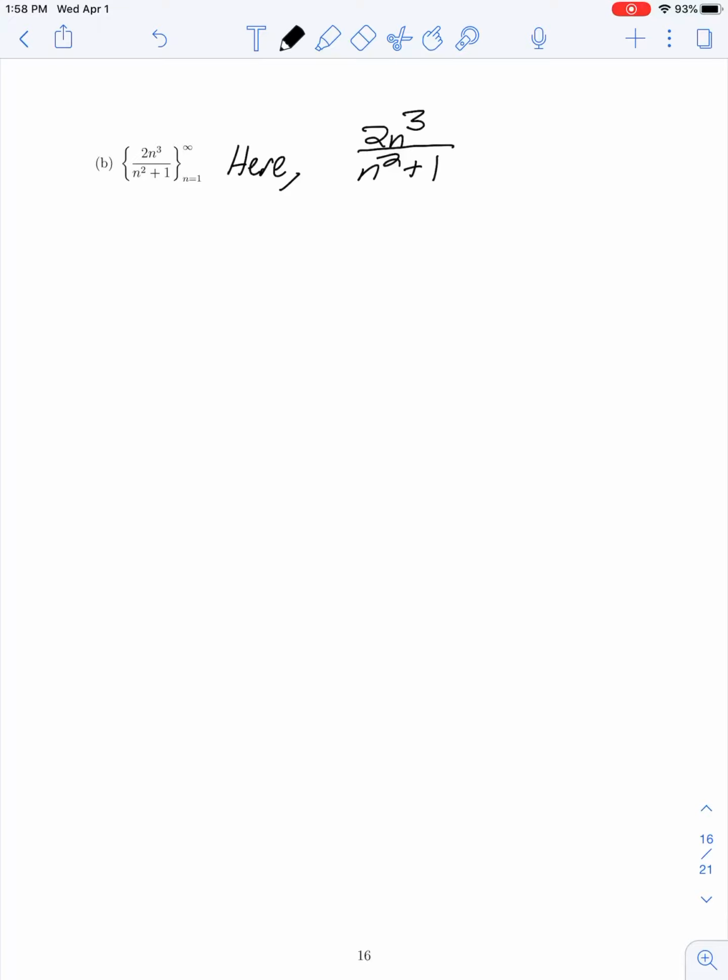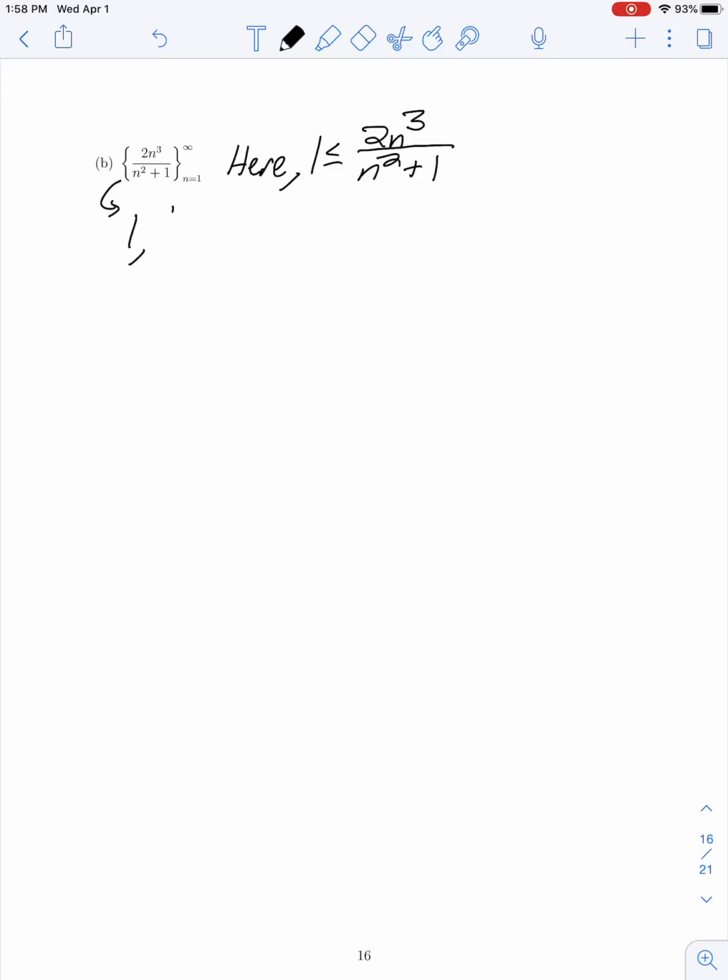So for this example, we know that the terms of our sequence, 2n cubed over n squared plus 1, will always be greater than or equal to 1. Now why 1? Well, we can start to list the first few terms of our sequence.